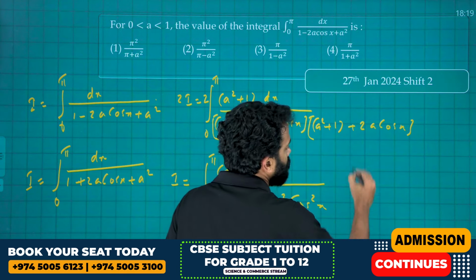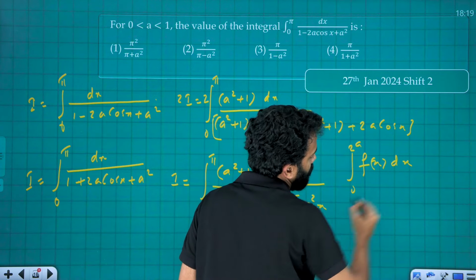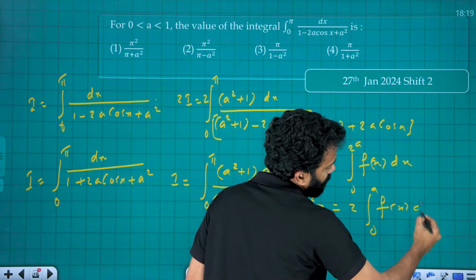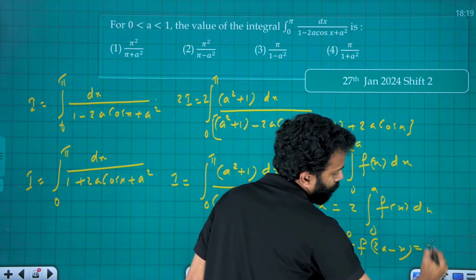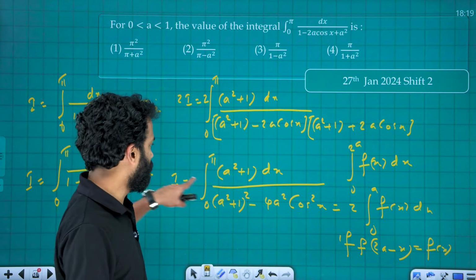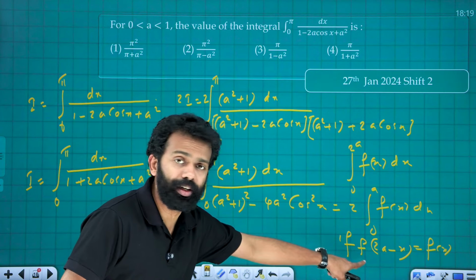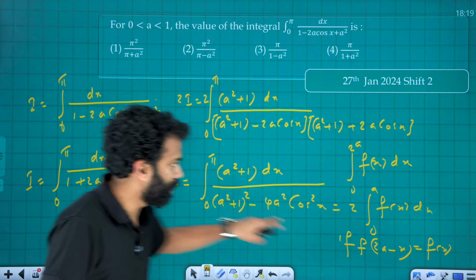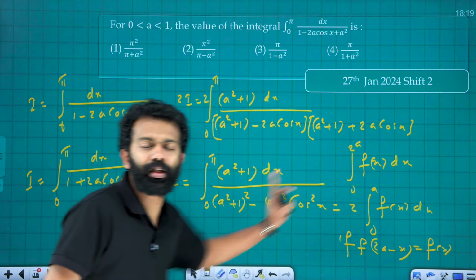That is, integral from 0 to 2a of f(x) dx is equal to 2 times integral from 0 to a of f(x) dx, if f(2a minus x) is equal to f(x). You know this theorem, right? We can apply it over here, because if we apply pi minus x, instead of 2a we have pi here, and f(2a minus x), that is f(pi minus x), gives you f(x) itself.